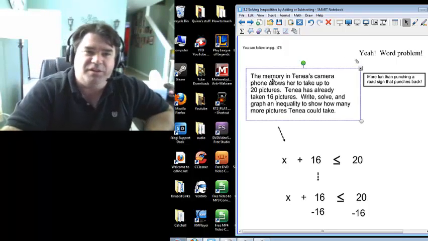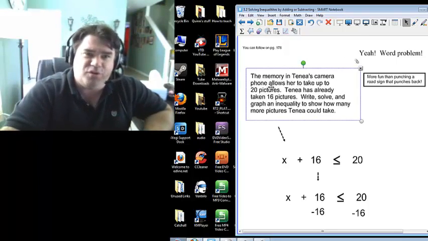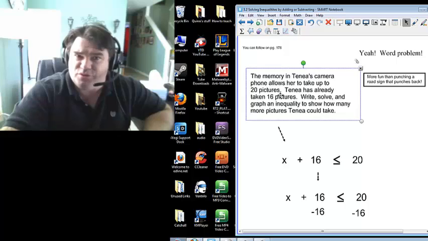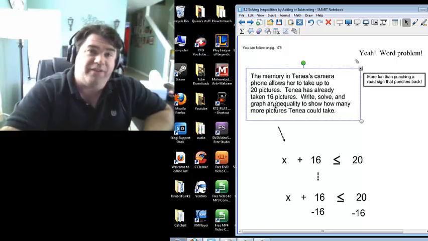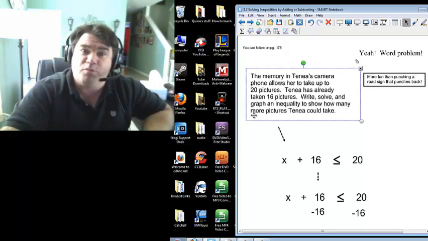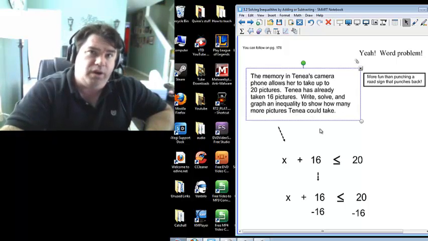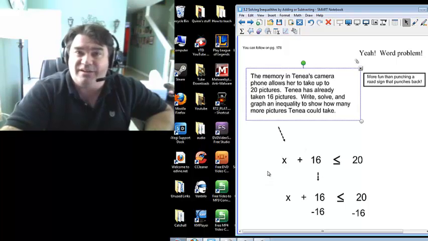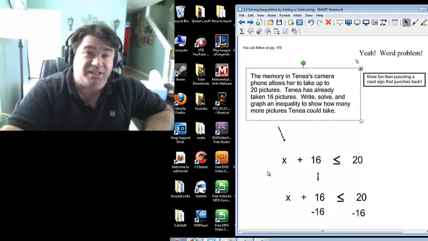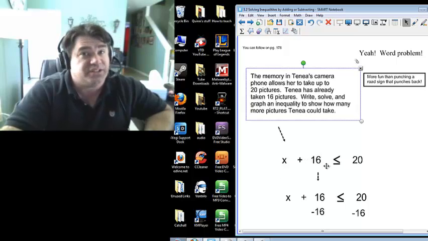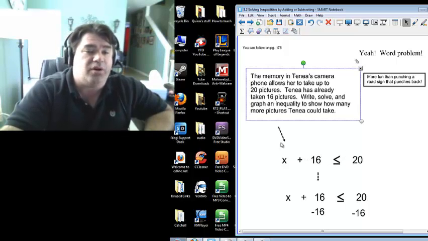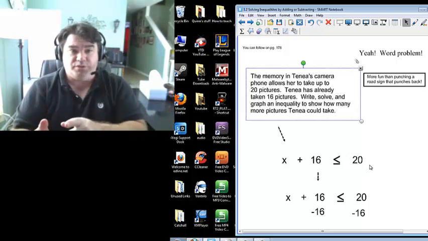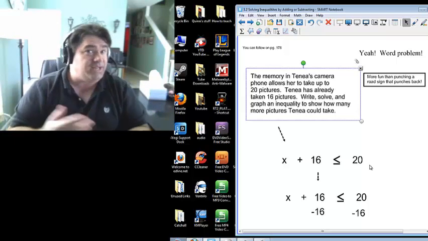The memory in Tania's camera phone allows her to take up to 20 pictures. Tania has already taken 16 pictures. Write, solve, and graph an inequality to show how many more pictures Tania could take. We see here, I have x because that's how many pictures I can take. I know I've taken 16 already. So 16 plus x can be less or equal to 20. Remember, 20 at most, which means you can take less, but you can't take more because you don't have enough film.